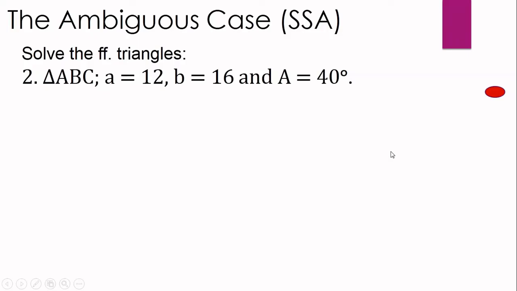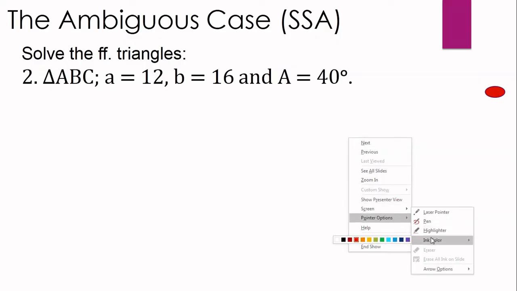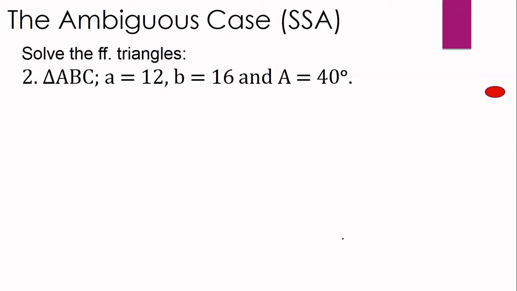Now let us have example number 2. In here, we are going to solve triangle ABC, but this time around, our a is equal to 12, our b is equal to 16, and our angle A is equal to 40. Again, ang una ninyong titignan is the given angle. And in here, our given angle A is actually an acute angle. Next, you look at the opposite of the angle, side a. And in here, our side a is 12, our side b is 16. So, our a is less than side b.